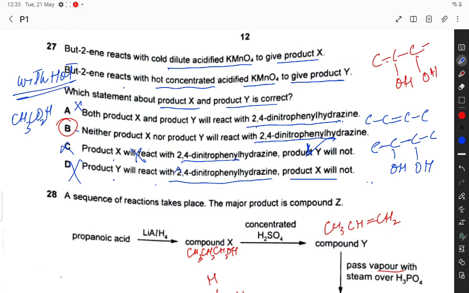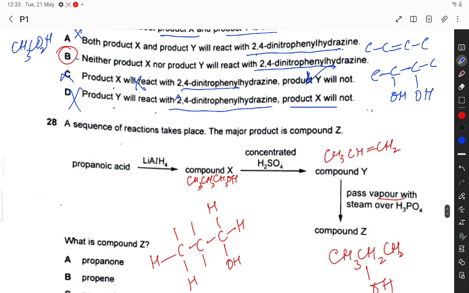this is the confirmatory test of the carbonyl group. So 2,4-dinitrophenylhydrazine reacts only with carbonyl compounds. A sequence of reactions takes place. The major product is compound Z.